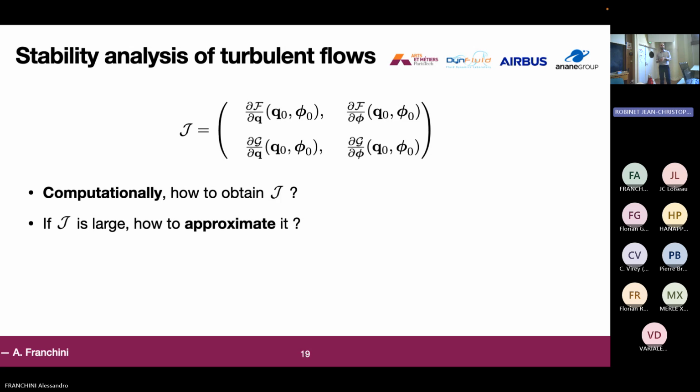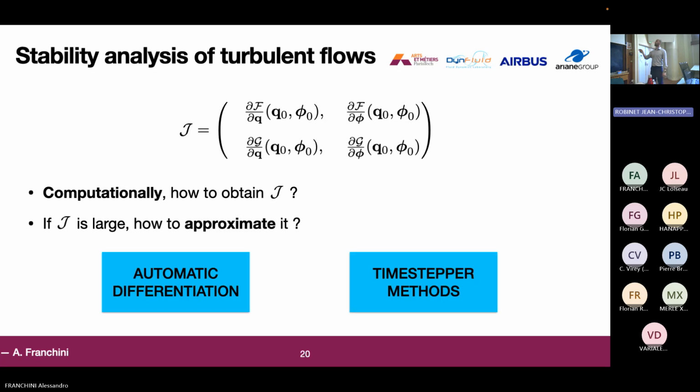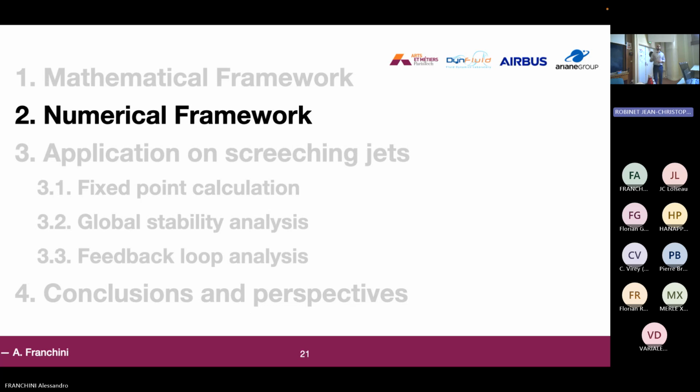So now the question is, how can we actually obtain J in real cases? And if J is large, how can we approximate it? So for the first question, we will use automatic differentiation in order to approximate J. And then with time-stepper methods, we will approximate the effect of J over a vector in order to prevent the cases where J is very memory expensive. So now I will present the numerical framework.